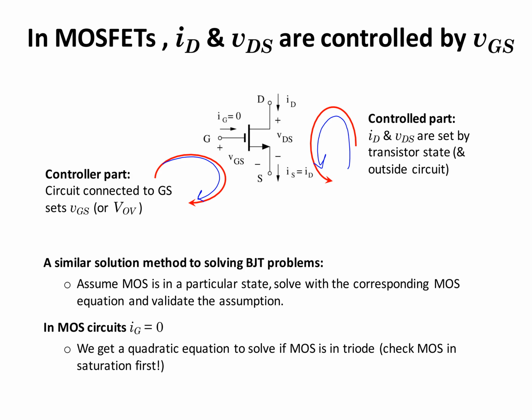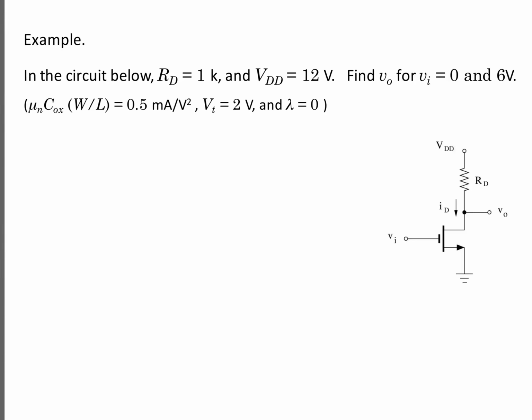The good news is that because IG is equal to 0, gate current is equal to 0 in MOSFETs, it simplifies the calculations. However, for the case of a MOSFET operating in the triode region, the IV equation is a quadratic equation, so it's better to assume a saturation region first, and then if it is not in the saturation region, we need to go and solve this quadratic equation by assuming a triode region for the MOSFET.